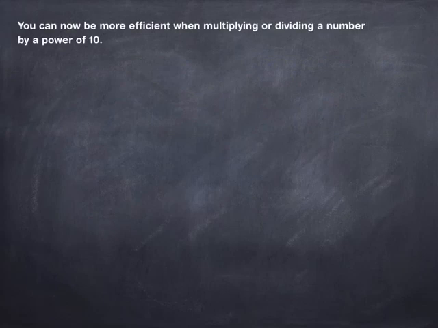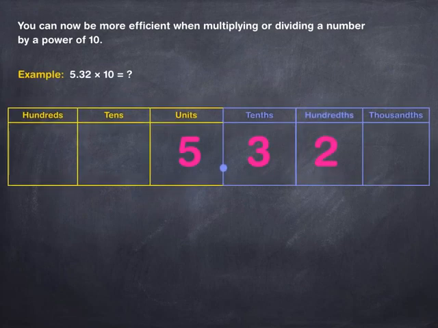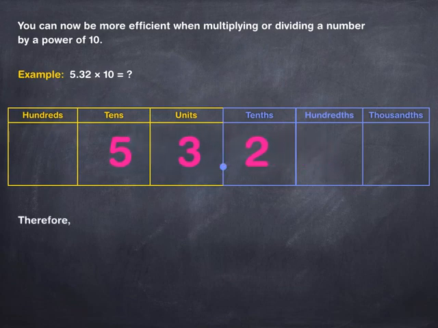You can now be more efficient when multiplying or dividing a number by a power of 10. Example, 5 and 32 hundredths times 10 equals what? Observe the movement of the digits. Therefore, 5 and 32 hundredths times 10 is equal to 53 and 2 tenths.